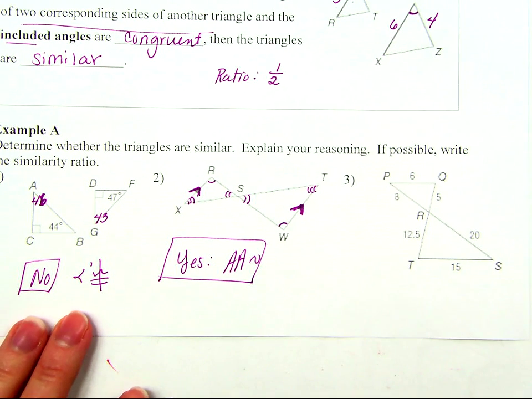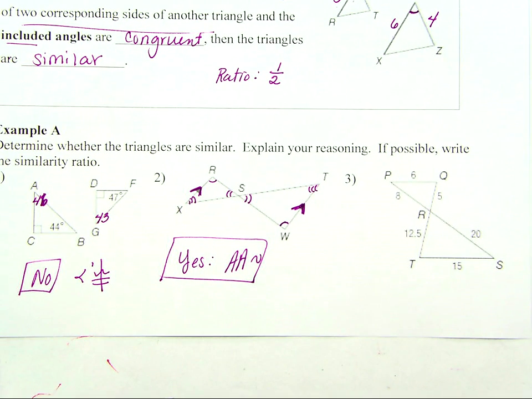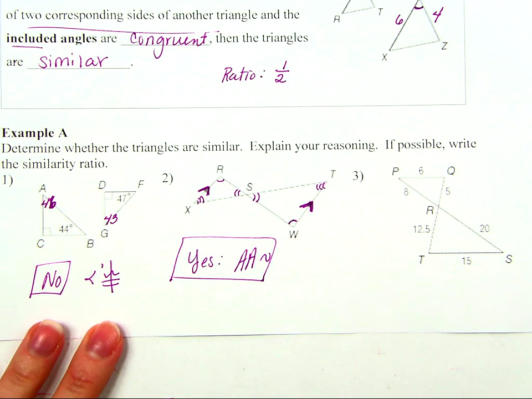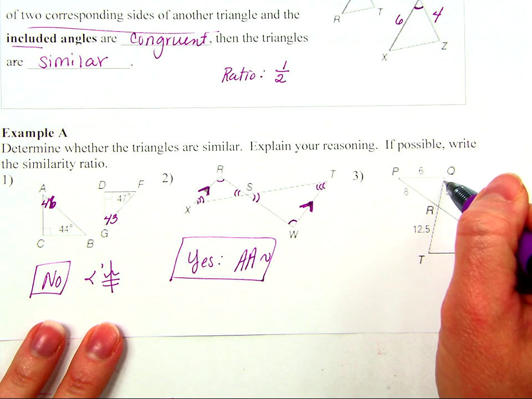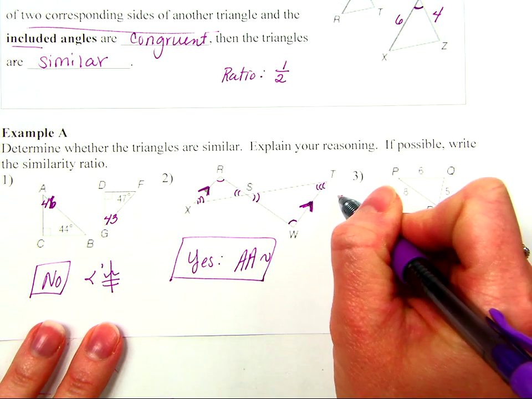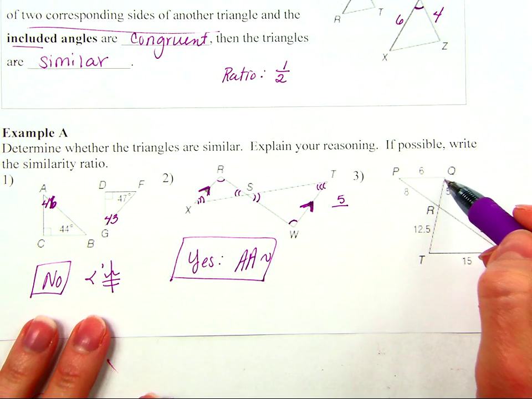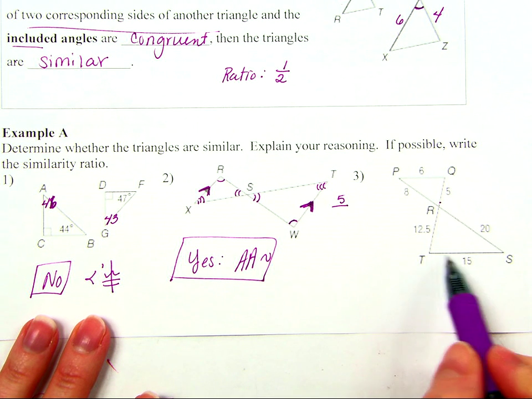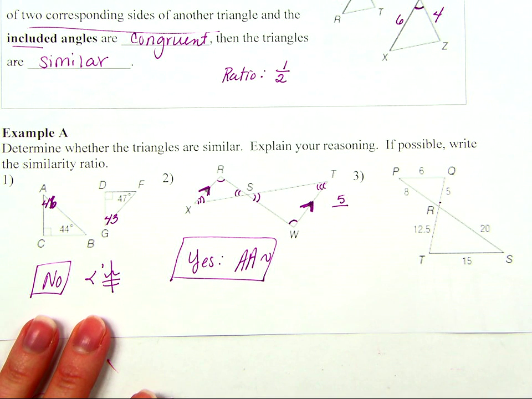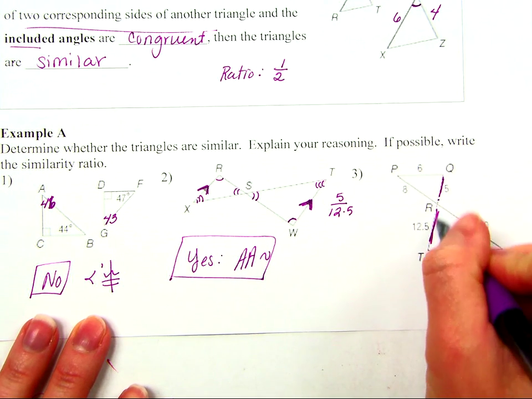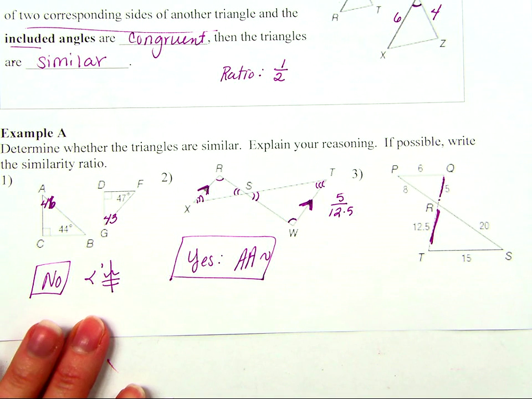And the last one in picture 3, well, we have some side lengths given. Let's go ahead and compare. Now, in my small triangle, my smallest side here has a length of 5. Sometimes kids are confused as to which one that would correspond with. Well, my smallest side here has to correspond with my smallest side in triangle RST, which would be 12.5. So this side corresponding QR to TR.